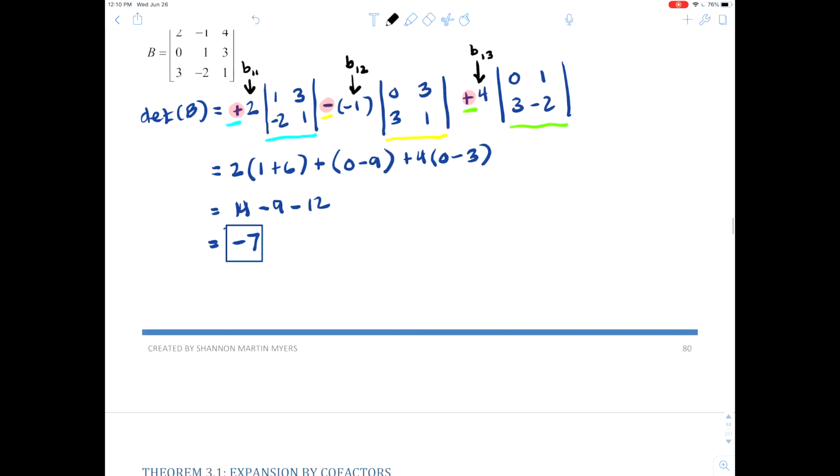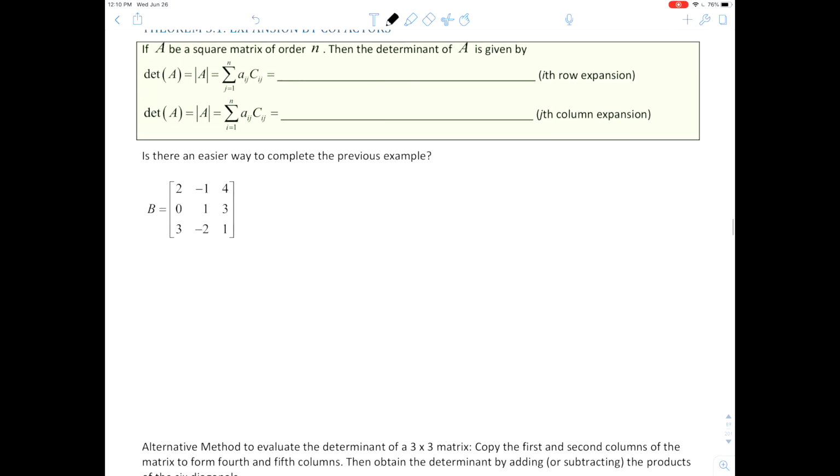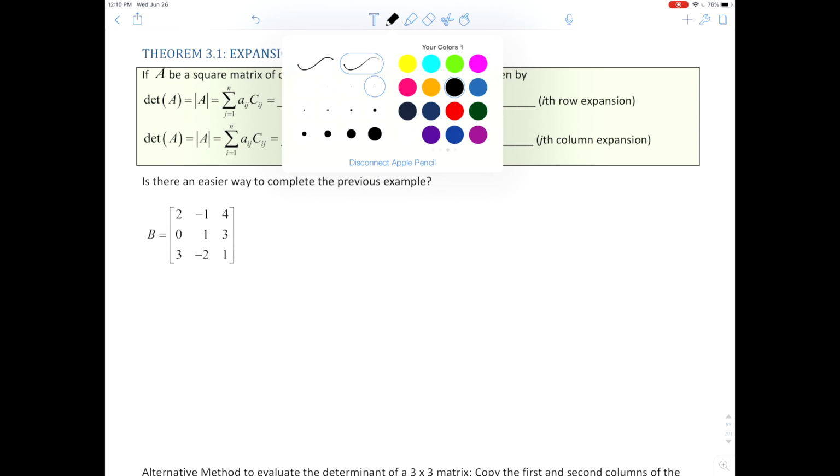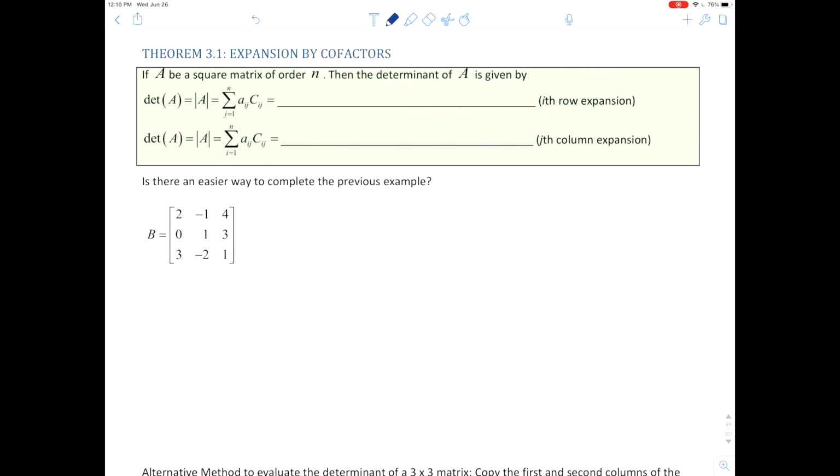Cool, cool? Now, let's take a look at this more inclusive definition, all right? So, expansion by cofactors. This one is basically saying, hey, you don't have to expand about the first row. You could do the second row, the third row, first column, second column, whatever. So if A is a square matrix of order n, then the determinant of A is given by the summation from J equals 1 to n of Aij, that entry, times its cofactor, Cij.